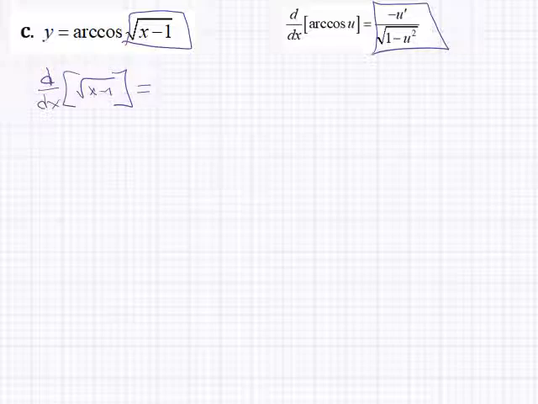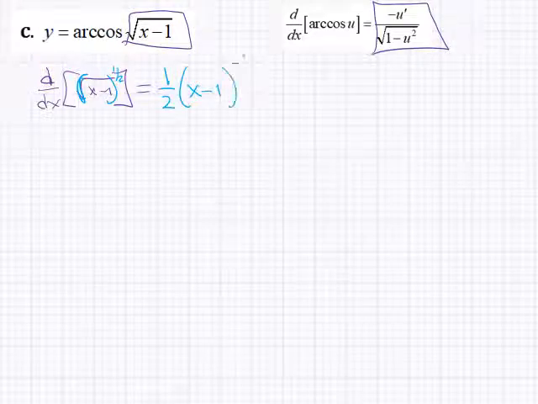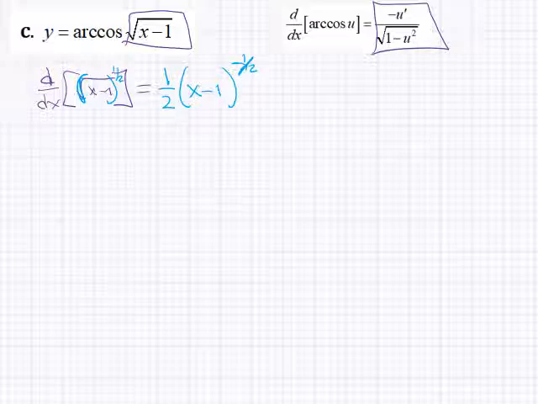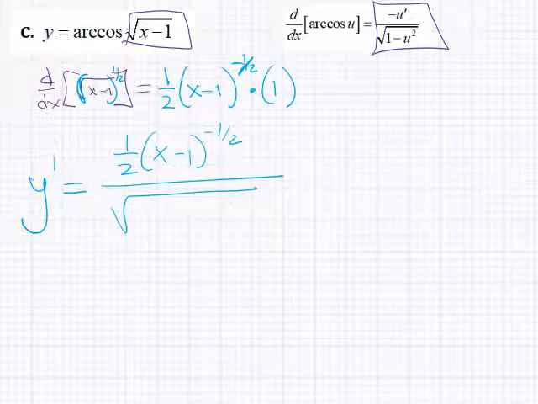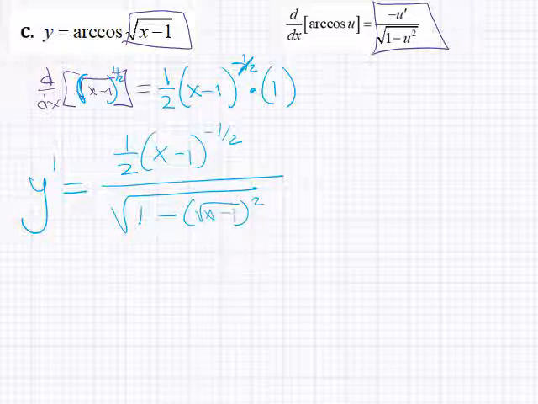Remember, that's the 1/2 power. This is the same thing as saying x minus 1 to the 1/2 power. So the derivative would be 1/2 x minus 1 to the minus 1/2, times the derivative inside, which would just be 1. All right, so keep that in mind. If I'm going to now do the derivative for arc cosine of that square root, it should be 1/2 times x minus 1 to the minus 1/2 over the square root of 1 minus the square root of x minus 1, squared. Now, we're going to have to simplify this, but that's your derivative.